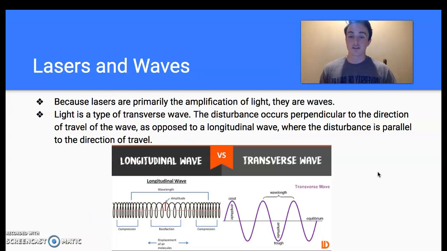Since it is the amplification of light, a laser is a type of wave. So light is a transverse wave where the disturbance occurs perpendicular to the direction of travel of the wave, as opposed to longitudinal waves where disturbance is parallel to the direction of travel. So the longitudinal wave is like your classic slinky coming apart and going across, and your transverse wave is going up and down.